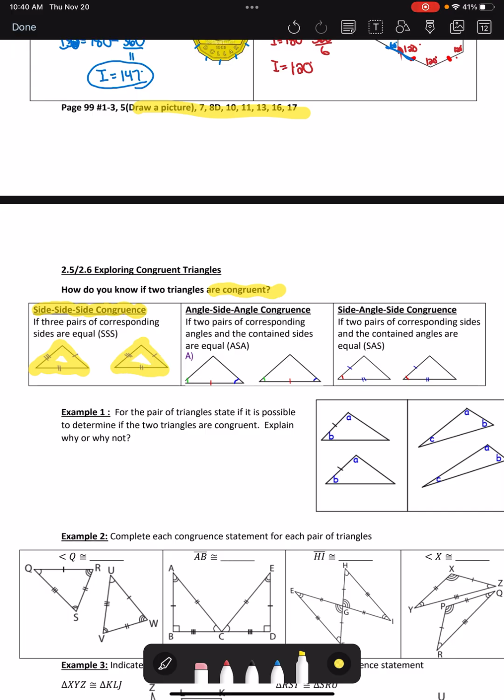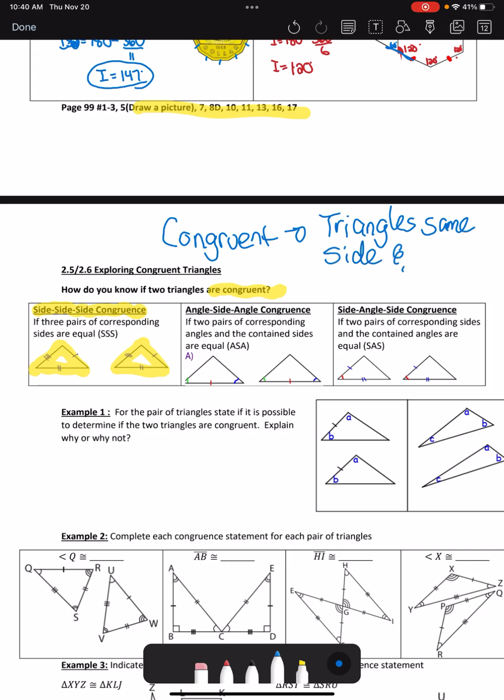congruent. And if you're wondering what does congruent mean actually before we really get started, it just means triangles that have the same side length and angles. That's what congruent means. They have the same side length and the same angles. They're pretty much exactly the same.